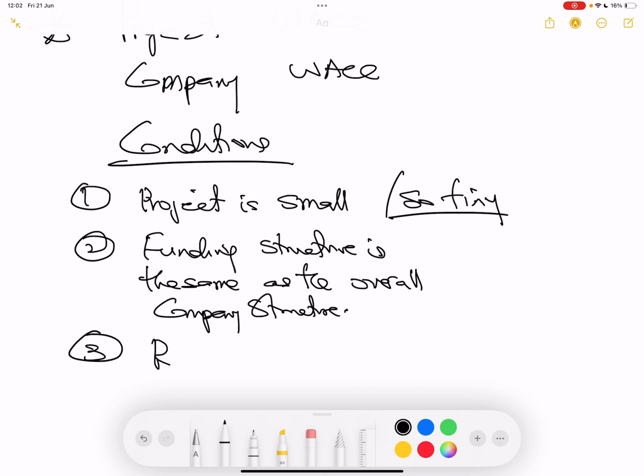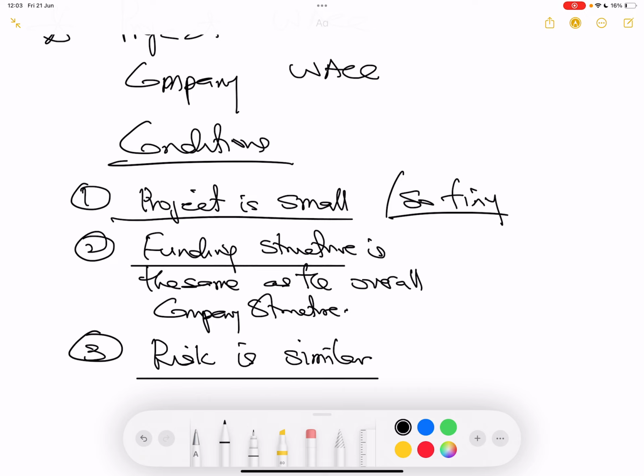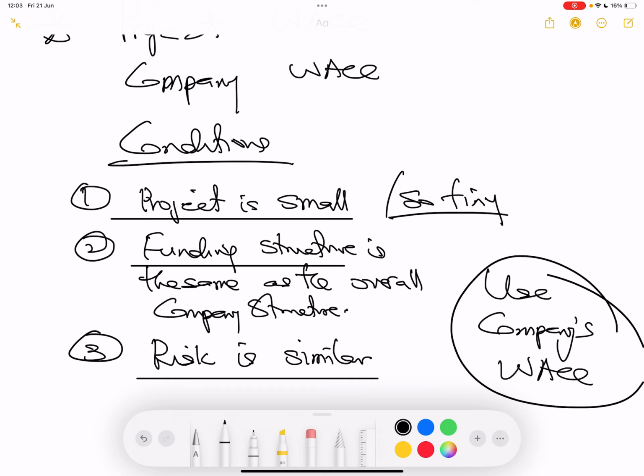The other way is that if the risk is similar, which means the risk the company is facing is the same as the risk the project is going to be facing. Not like you are in the banking sector and you want to go into tech, you can't use the company's WACC. You need to use a project-specific WACC, and that's why you need to get a beta specific for that project. But if the risk is similar, the funding structure is similar, or the project is small, if any of these is met, then you are allowed to use the company's WACC. In that case, you don't need to calculate a specific WACC for that project.